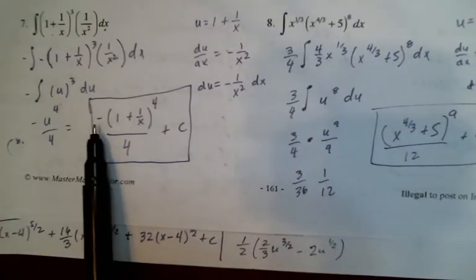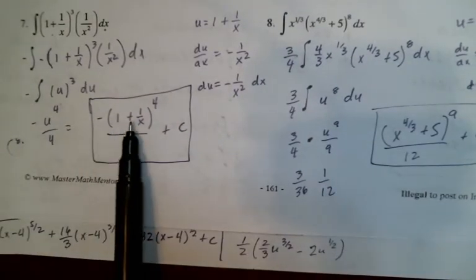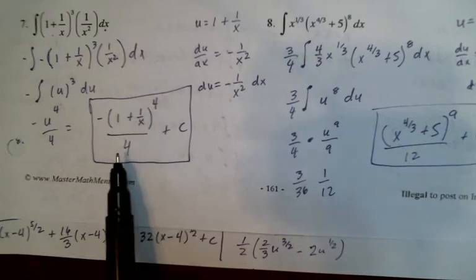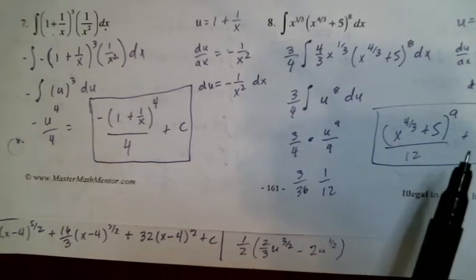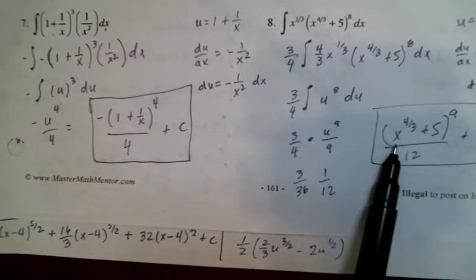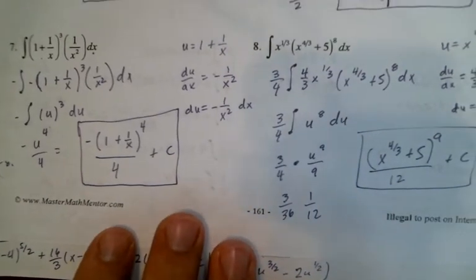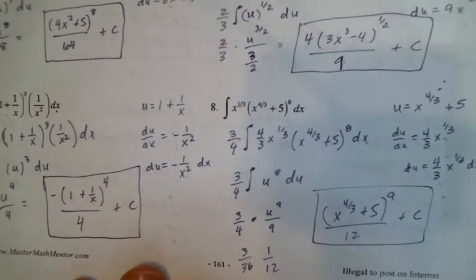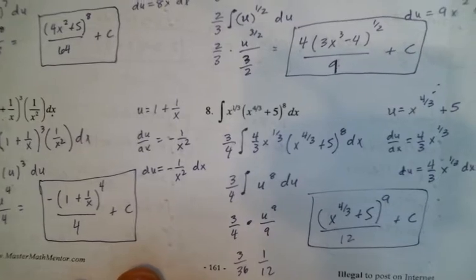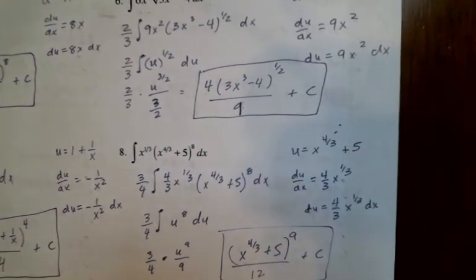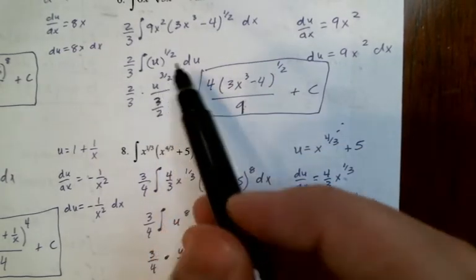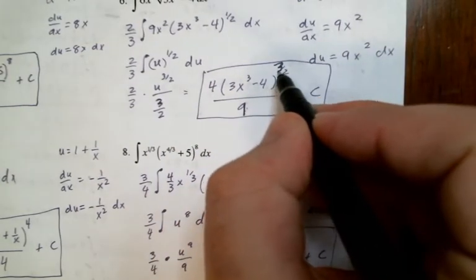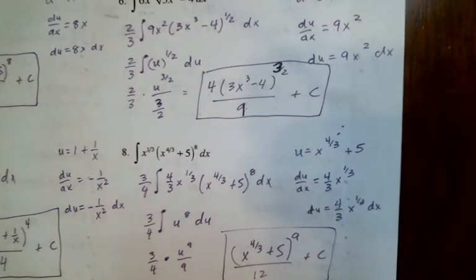Number 7, negative times the quantity of 1 plus 1 over x raised to the 4th over 4 plus c. Number 8, x. So Alex said number 6, shouldn't it be to the 3/2? Yes, to the 3/2. Thank you. I have it right here, 3/2, but I guess when I copied it over, I didn't. Thank you so much, Alex and Carter.